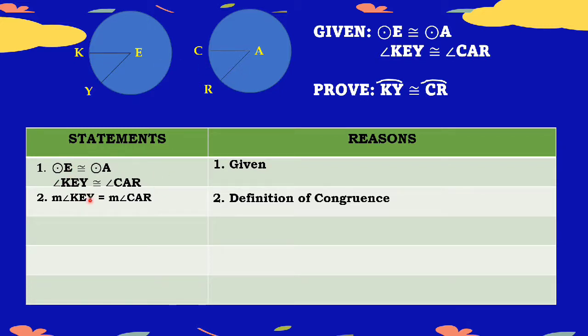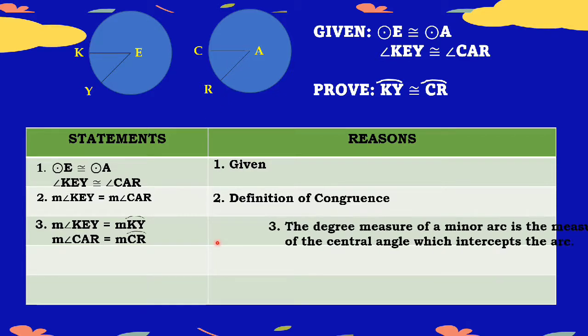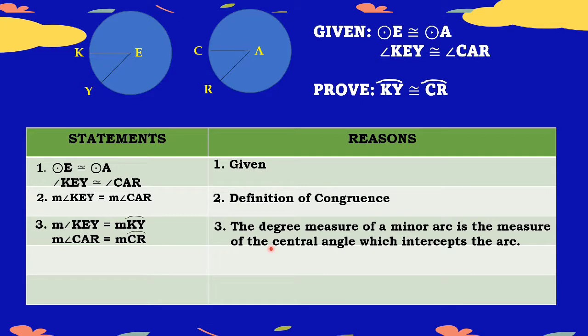Look again at the figure. In circle E, angle KEY intercepts arc KY, and in circle A, angle CAR intercepts arc CR. So the measure of angle KEY is equal to the measure of arc KY, and the measure of angle CAR is equal to the measure of arc CR.